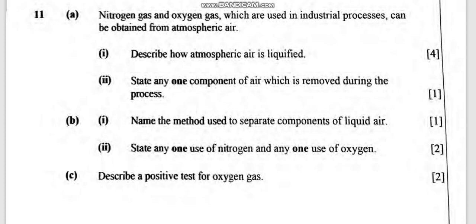Let's read the question that we're having, which is question number 11. It says nitrogen gas and oxygen gas, which are used in industrial processes, can be obtained from atmospheric air. And item 1, it says describe how the atmospheric air is liquefied. In actual sense, they are asking you to describe this process called the liquefaction of air.